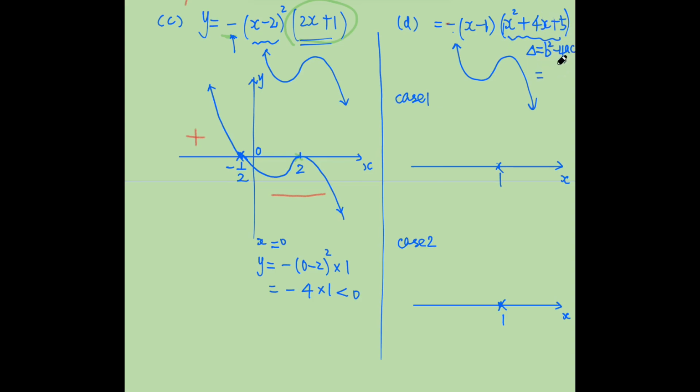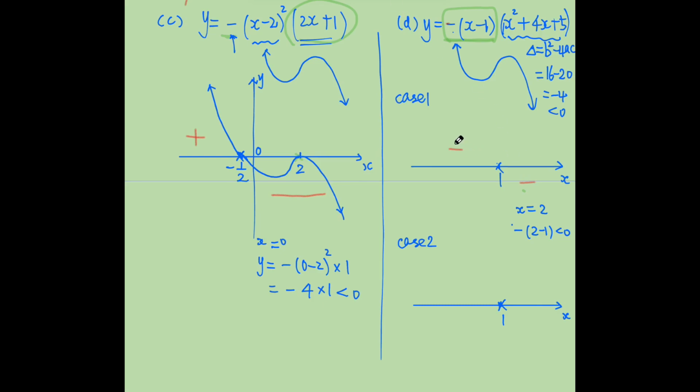Substitute all these values into the formula. We will have 16 minus 20, which is -4, which is less than 0. And it means there are no other real solutions of x. Then the sign of y values will be mainly determined by -x minus 1. We can select a point to the right of number 1 to determine the sign. For example, we can select x equals 2. Then the y value, -2 minus 1, will be negative. Therefore, to the right of 1, all the values are negative.